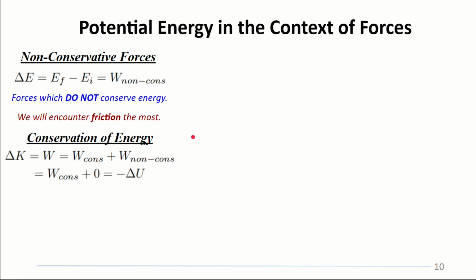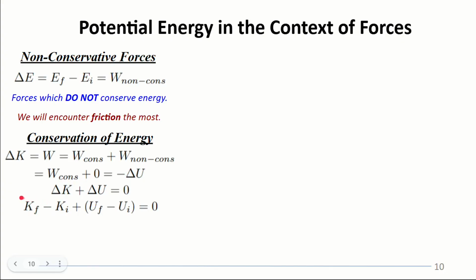And in the case where we have no non-conservative force at play, so for instance we have no friction, we assume that the work due to the non-conservative forces is going to be 0. So we find that work conserved plus 0 is going to be equal to negative delta U, which reduces down to the case that we saw on the previous slide. And then we come down to this equation right here.